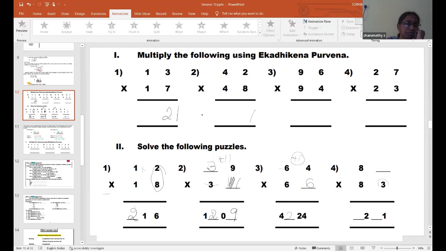Correct. Because it is 3, you have to find a number which together makes 10. Because of antyayor dashake. So here it should be 10. So here it is 7. It must be 7, so that the sum adds up to 10, which is the rule. And so now we got the two numbers here. We can write 7 3s are 21. So this is 21 here. And this is 8 and 8. So here it will be ekadhikena purvena. So that will be 8 into 8 plus 1, 8 into 9, which would be 72.